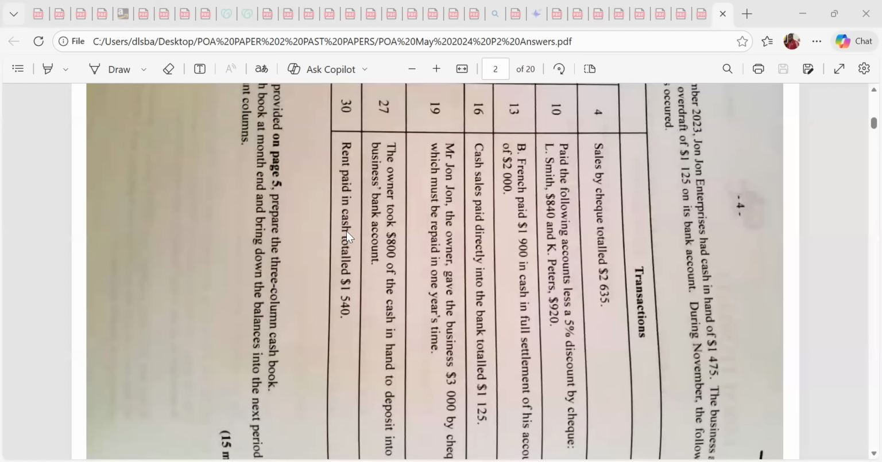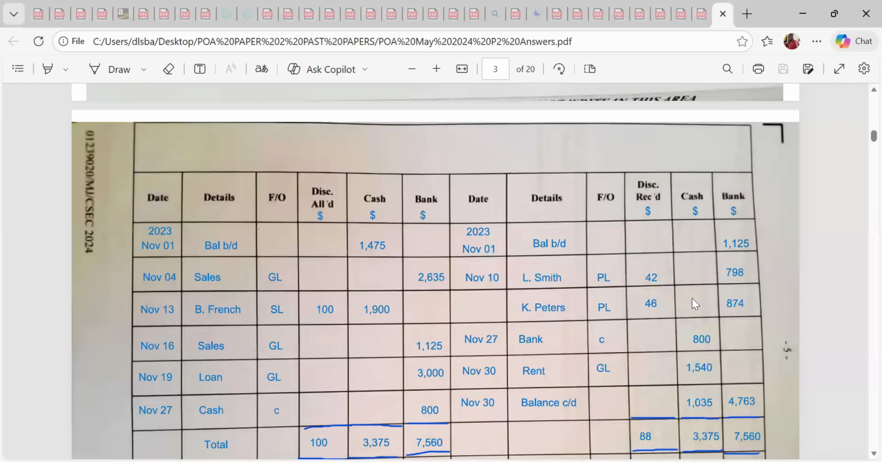So I'm taking 800 from cash in hand, so my cash in hand is going to get credited. On the credit side, I'm going to have $800 under the cash column, and the details will be bank, the opposite account being affected, since I'm putting it into my bank. So I'm going to debit bank. On the debit side, I'll put 800 under the bank column, and the details will be cash. The details is always the opposite account being affected. And then I put the small c for the contra entry.